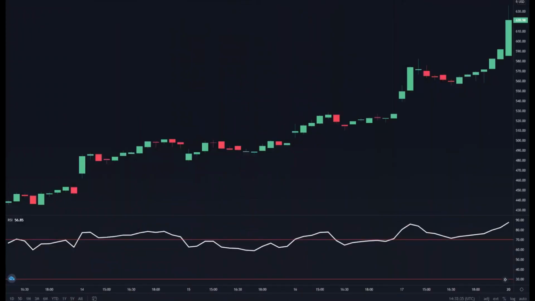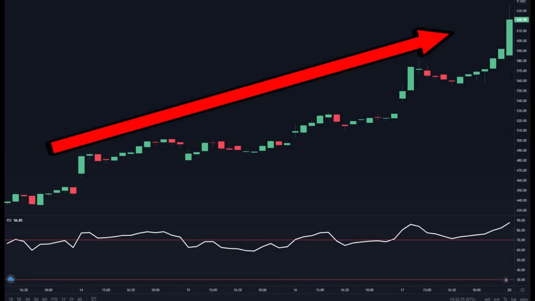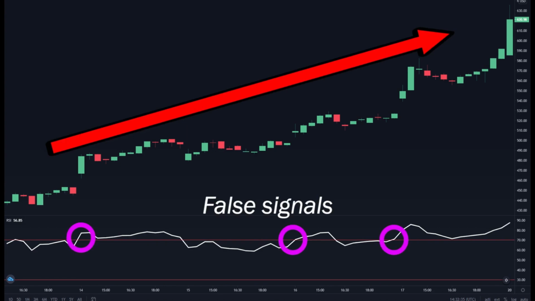You see, the flaw of the RSI indicator is that you cannot simply follow the overbought and oversold strategy with all market conditions. If the market is on a strong trend, the RSI will display so many false signals.